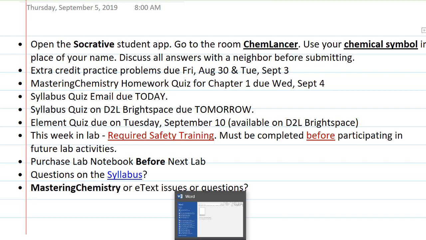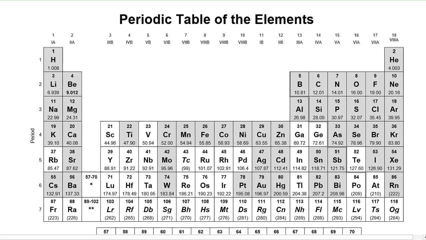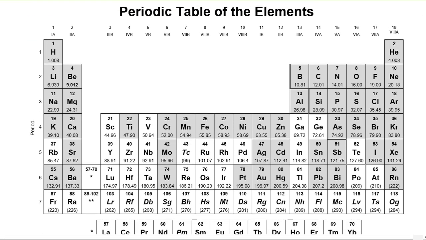Element quiz. On your periodic table, you have some elements here that are shaded in gray. Remember, you're supposed to be learning two things. Which two things are you supposed to be learning? Their symbol and their name, and their name with the correct spelling. The symbol should have the proper case.